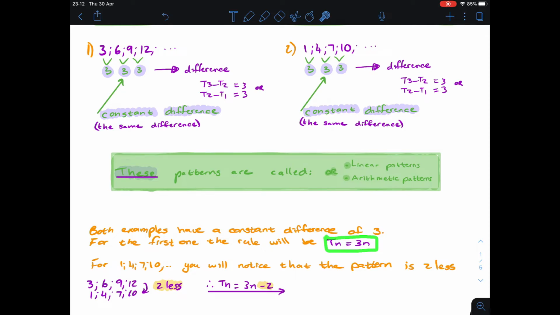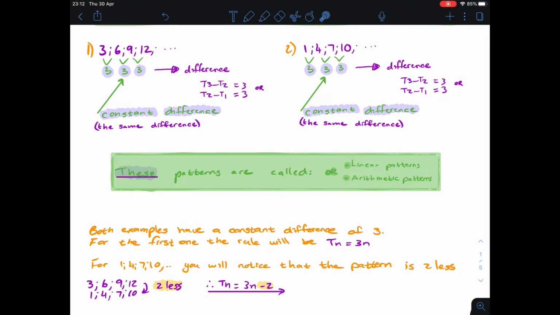So for the second one, the 1, 4, 7, and 10, you will notice that the pattern is actually 2 less. 2 less means if I take my first pattern and then my second pattern and I write them underneath each other, they are actually 2 less. So from 3 to 1, you have to subtract 2, so 2 less. From 6 to 4, it is 2 less. From 9 to 7, it's 2 less.